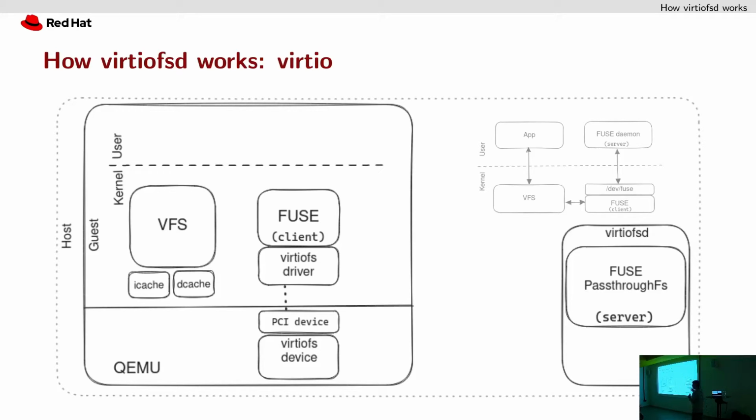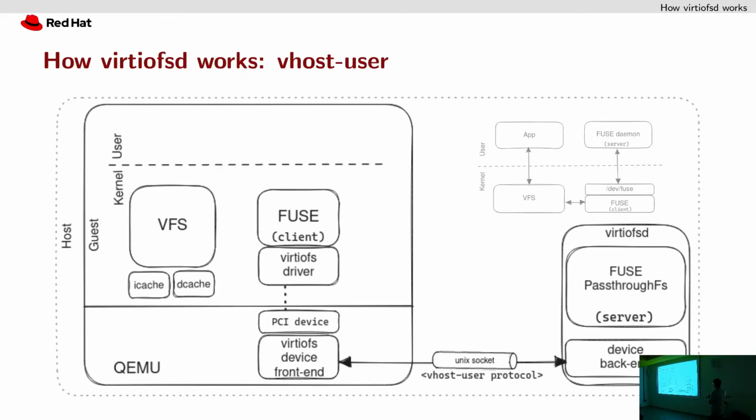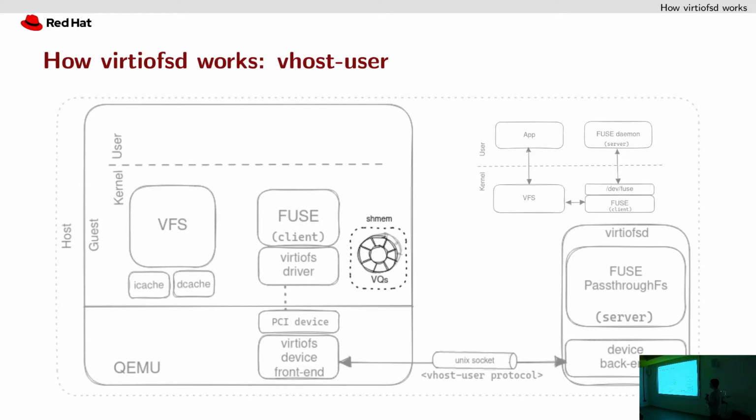But actually, virtio-fs is a vhost-user device. So that splits the device in two parts also, the front end and the back end, and we communicate between those using a Unix socket. For that Unix socket, we only use the vhost-user protocol. And using that protocol, one of the most important things that we do is set up a shared memory region with the virtqueues. We use those virtqueues to send the FUSE commands from the guest kernel to the FUSE server in user space on the host.